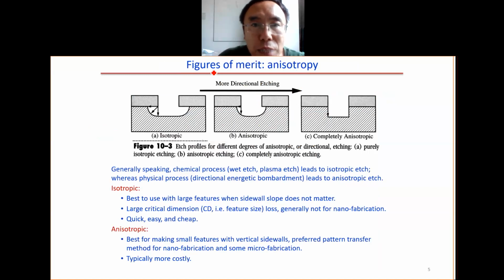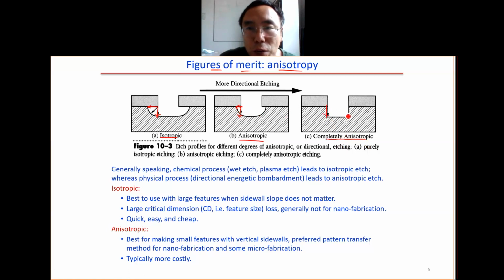The next figure of merit is anisotropy. This is obvious, as you can see here. This one is isotropic, so the etching rate along the horizontal direction is the same as the etching rate along the vertical direction. But this one is anisotropic, with faster etching along the vertical direction than the lateral direction. But this one is completely anisotropic.